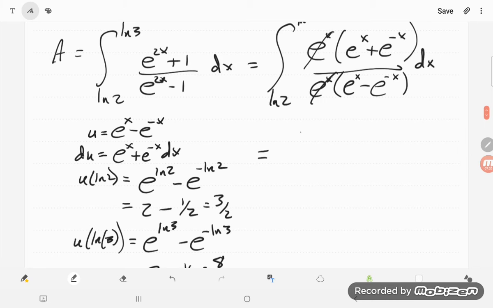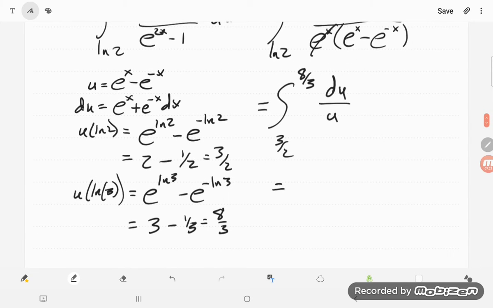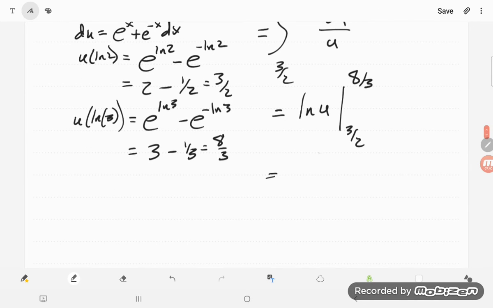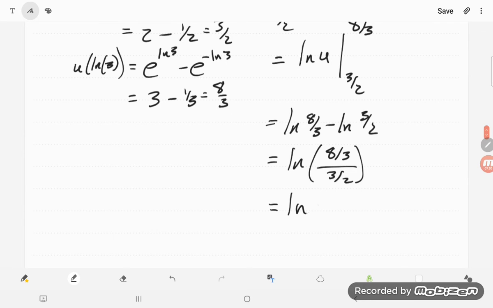So this whole thing just turns into the integral from 3/2 to 8/3 of du over u. Who'd have thought? So this is equal to natural log of u. Now I don't need the absolute values because I know my two limits there are positive numbers. So this is from 3/2 to 8/3. This is natural log of 8/3 minus natural log of 3/2. So this is the natural log of 8/3 divided by 3/2, which is the natural log of 16 over 9. Wow.